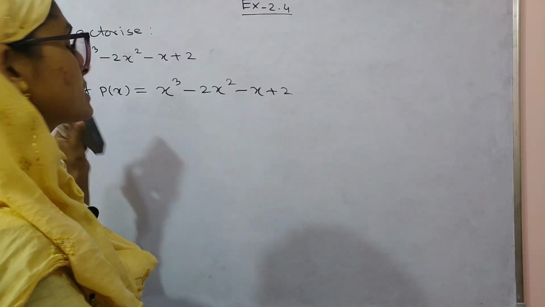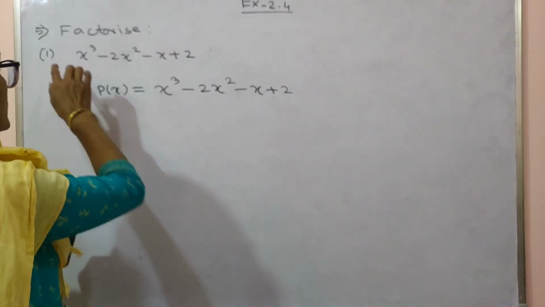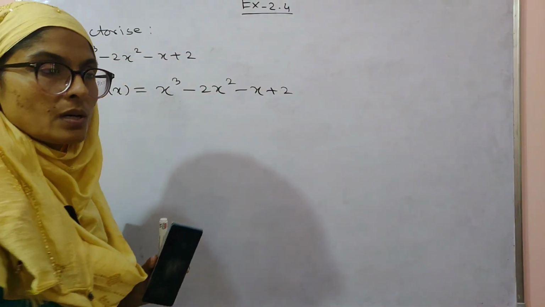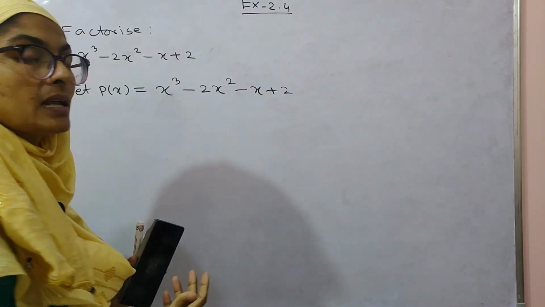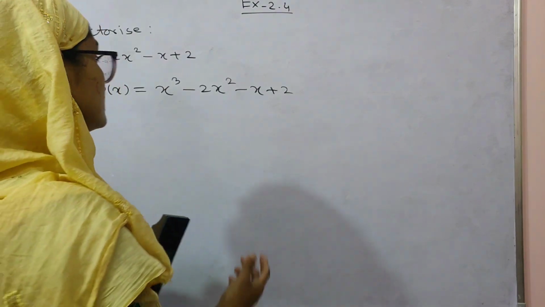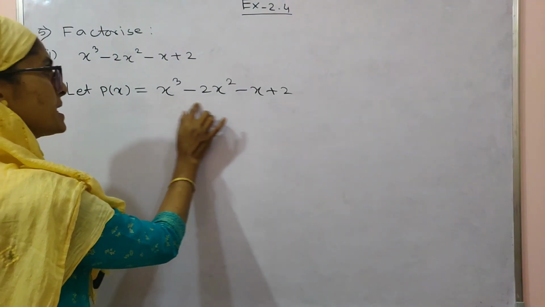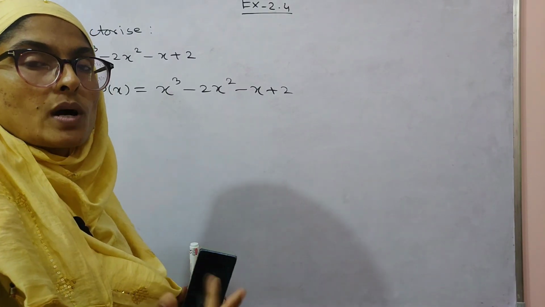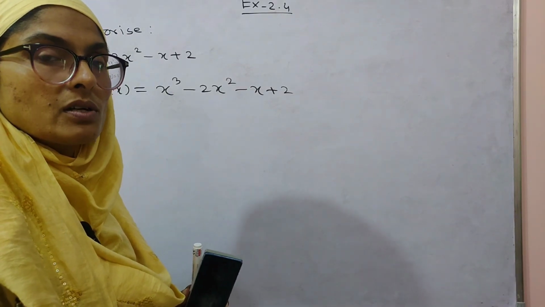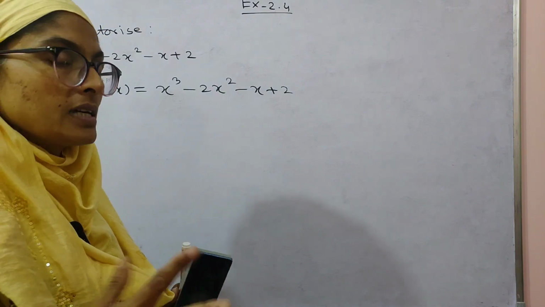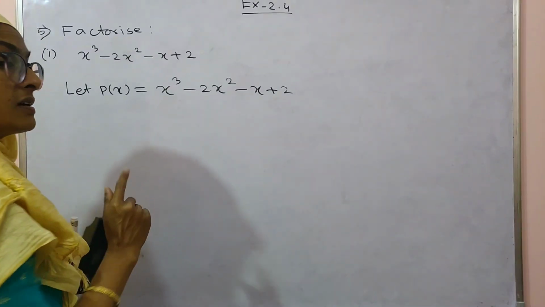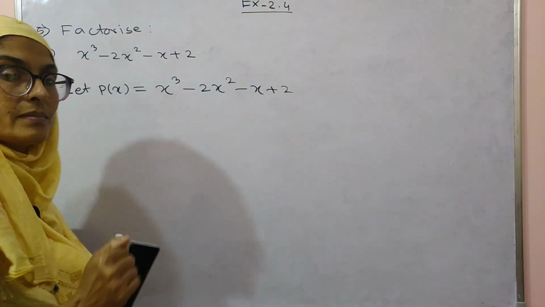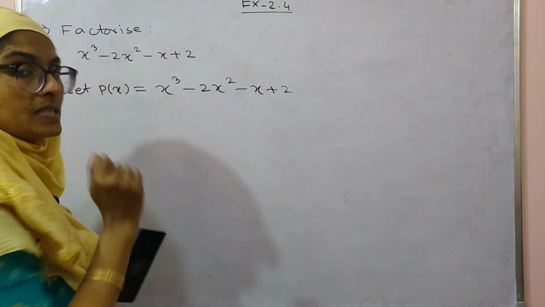Now, number 5, factorize. Here a cubic polynomial is given: x cube minus 2x square minus x plus 2. For a cubic polynomial or a polynomial of higher order, you have to write let p(x) equal to this, and after that you have to put the value of x equal to 1, 2, 3 and so on, or minus 1, minus 2, minus 3, in this way. When you get p(x) equal to 0, then that term is a factor.